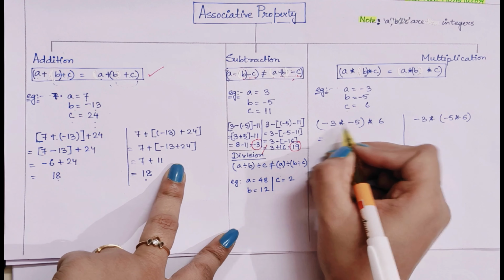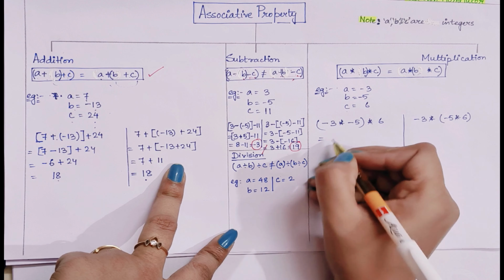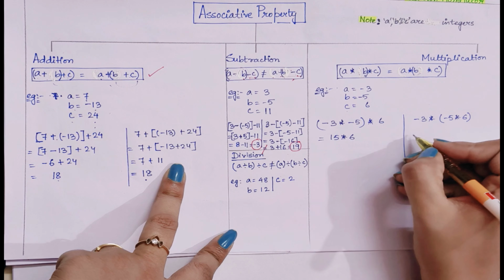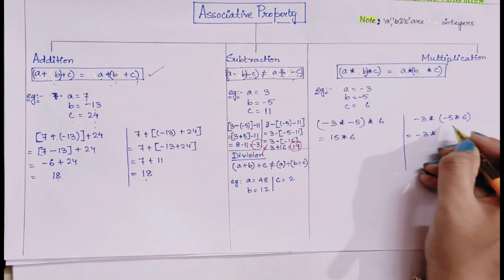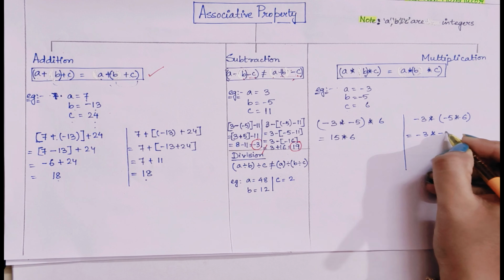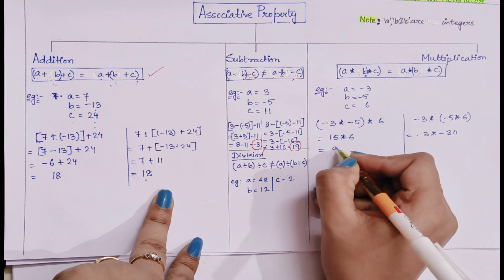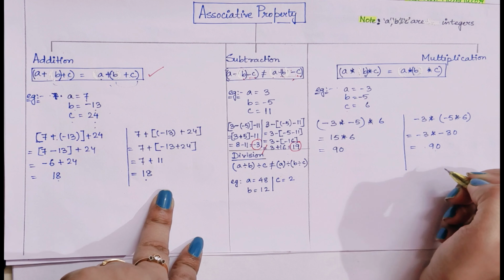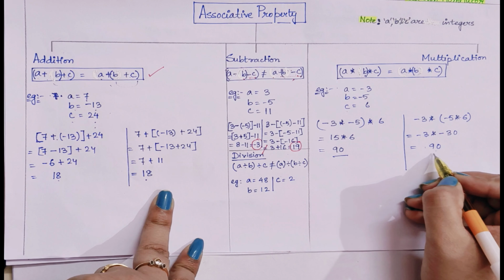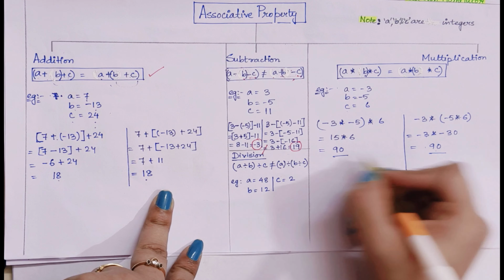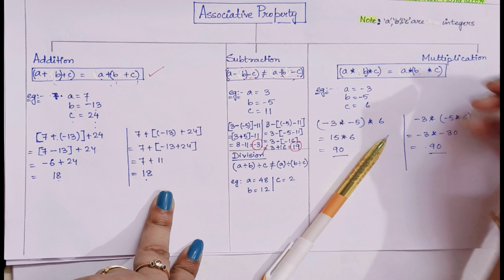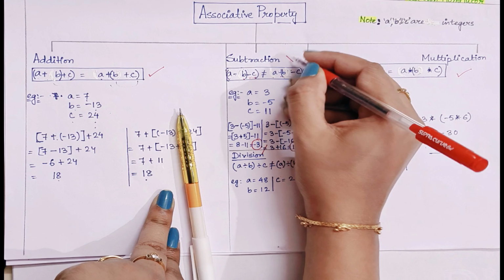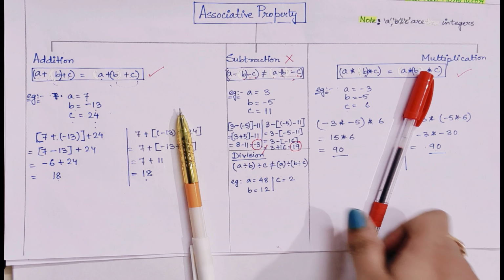So here I will get minus into minus plus, and 3 5s are 15 into 6. Again here I will get minus 3 into minus into plus is minus 30. Here I will get 90. Here also I will get 90. Minus minus plus, 3 30s are 90. So in this case I saw that 90 is coming on both the sides. So multiplication will obey the associative property, but subtraction will not.